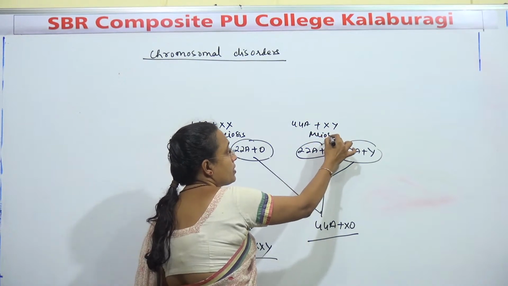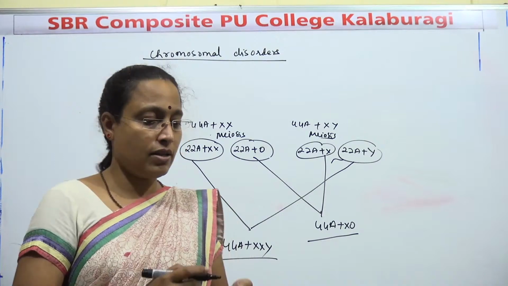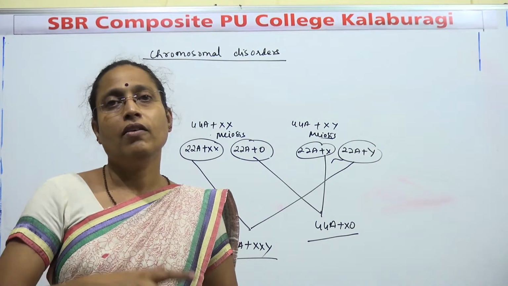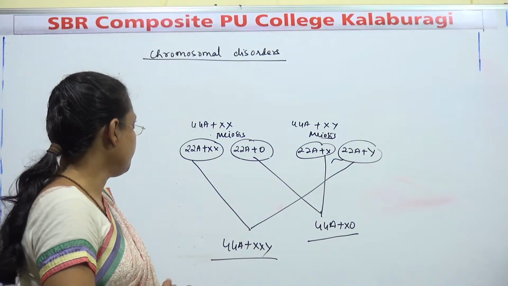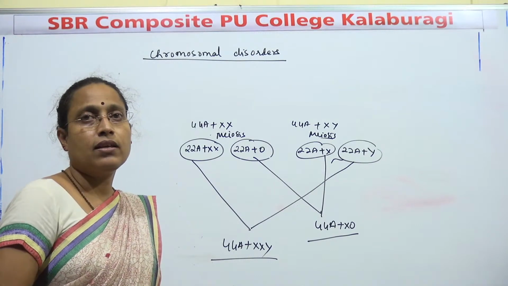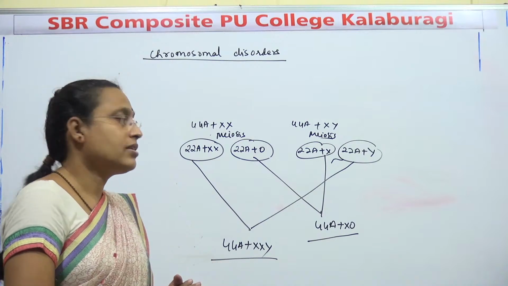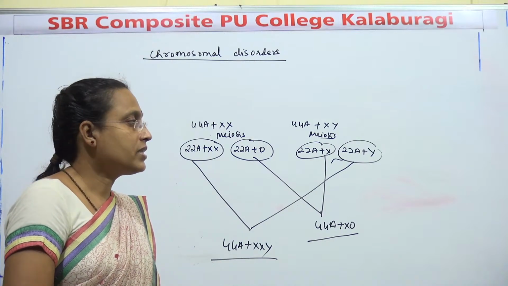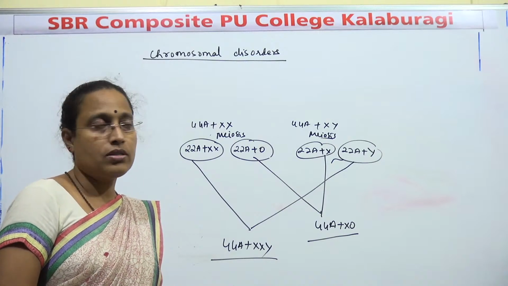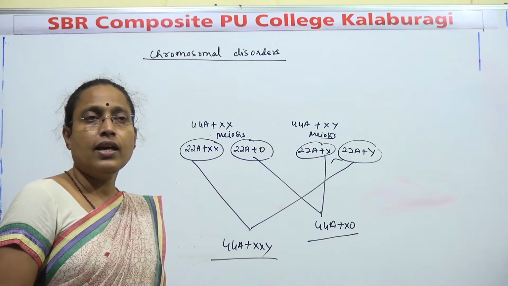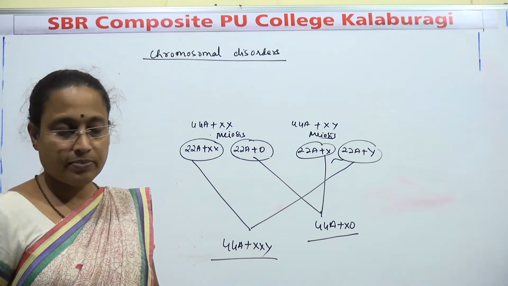Sometimes, immediately after formation of the zygote during the cleavage, if there is a non-disjunction, this can also affect the further development. So this completes the chapter Principles of Inheritance and Variations. Today I have completed the subtopic called chromosomal disorders. And now I'll continue with the next topic, human health and diseases.